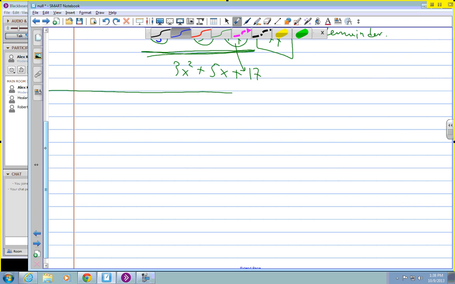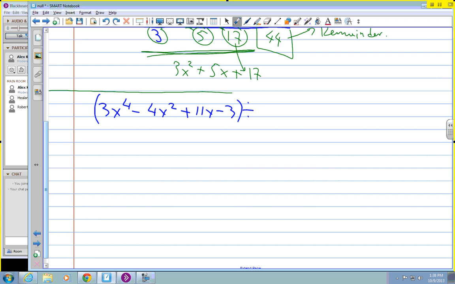Let me do another example, so it might answer your questions. Let's try this: 3x to the power 4 minus 4x squared plus 11x minus 3, divided by x plus 2. Again, we're going to put negative 2 in our little window, the opposite sign of what's in the divisor, and then we're just going to list the coefficients.